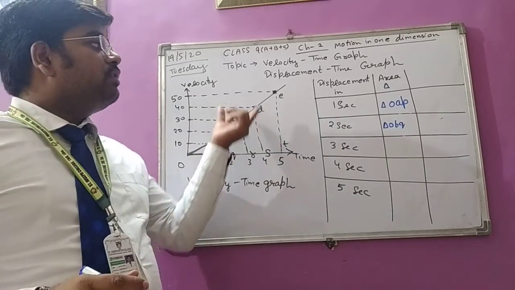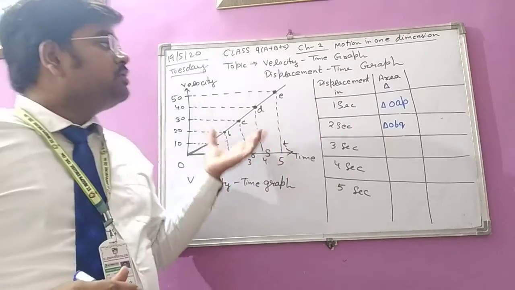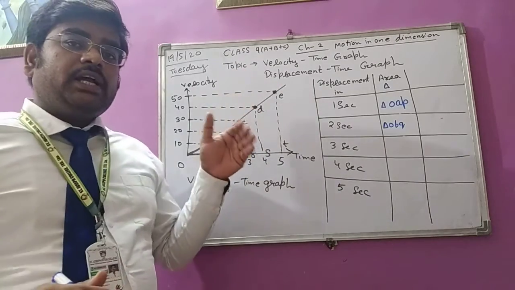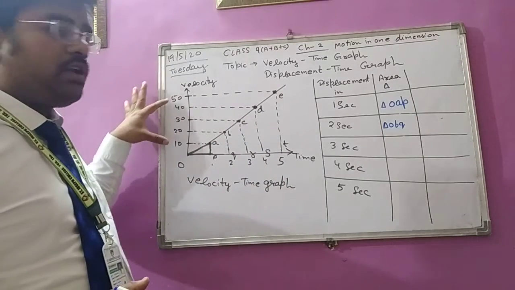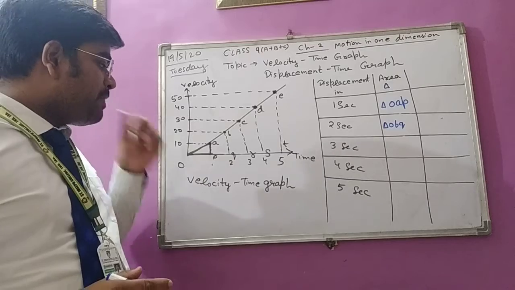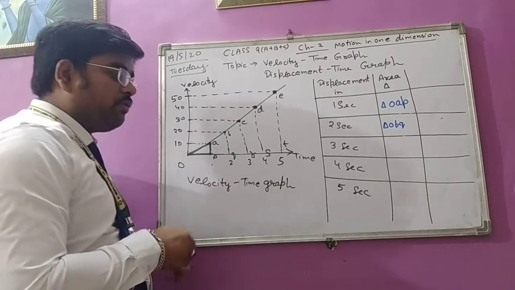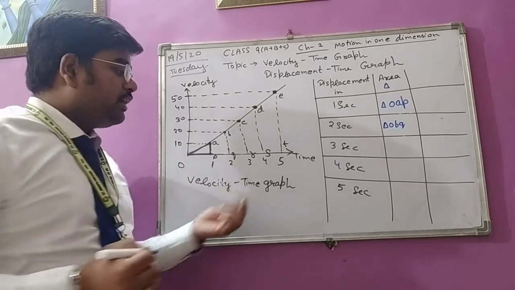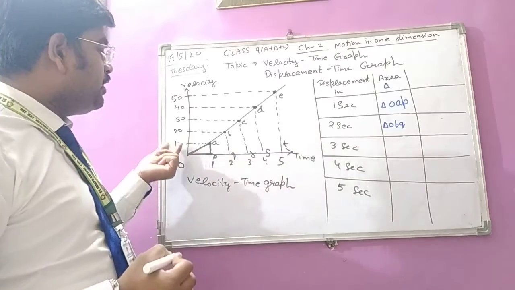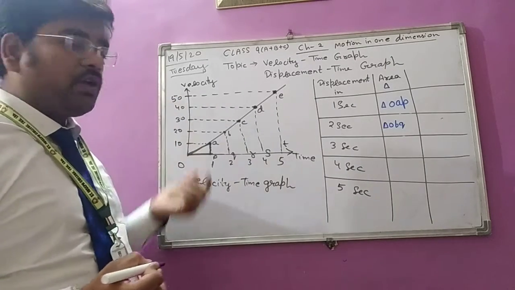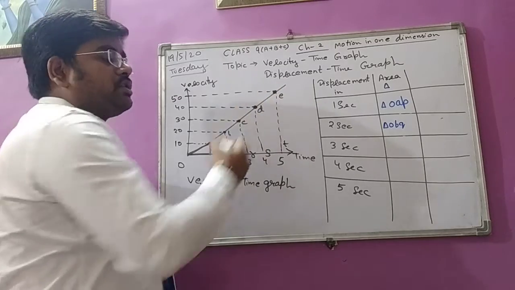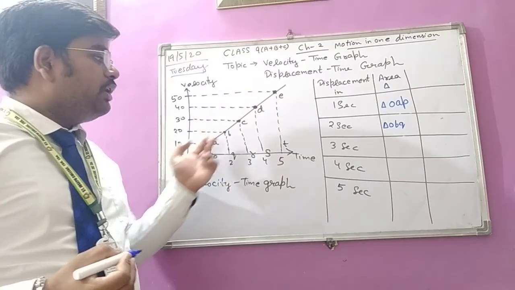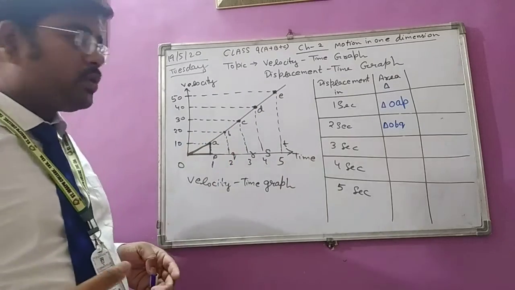So once again I am repeating for you the velocity time graph that I have previously explained. That is the velocity time graph, class. Here we have taken 1, 2, 3, 4, 5 as the time period, and here we have taken 10, 20, 30, 40, 50 as the velocity. There is a uniform velocity, that means a uniform slope.